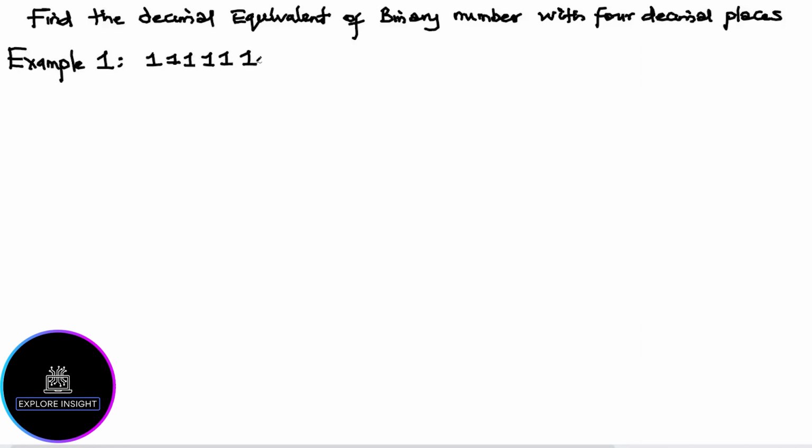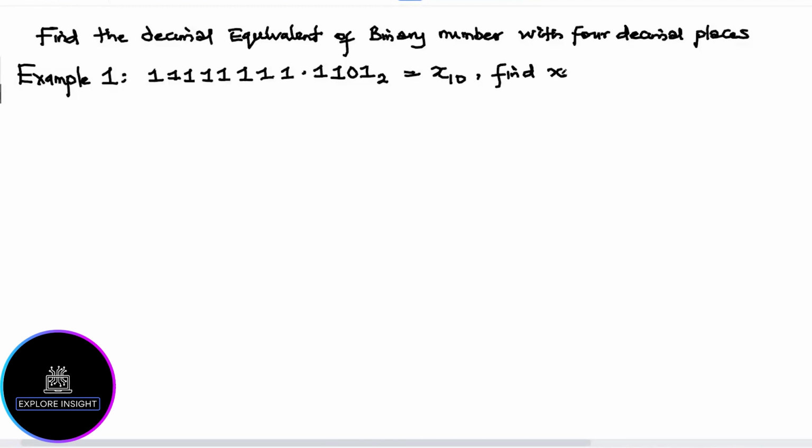So we want to consider this example 1, where we have the value 1, 1, 1, 1, 1, 1, 1, 1. So the ones are in 8 places. And this time we have 4 decimal places. And we are asked to convert this given value in decimal form. We are asked to find x. Okay, so how do we do this?